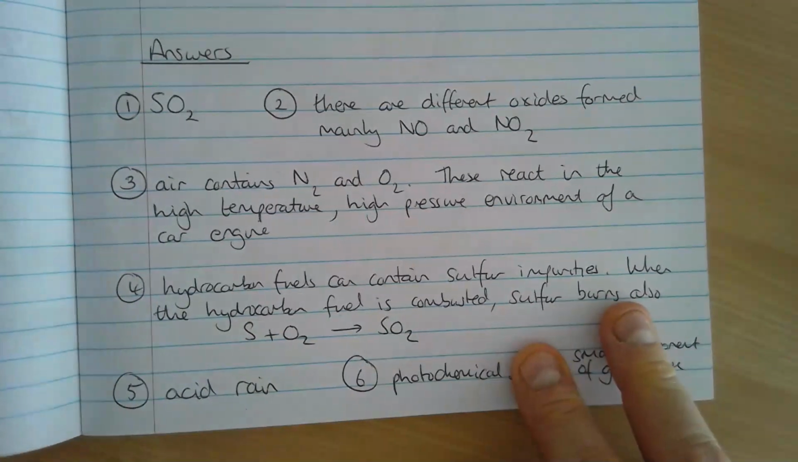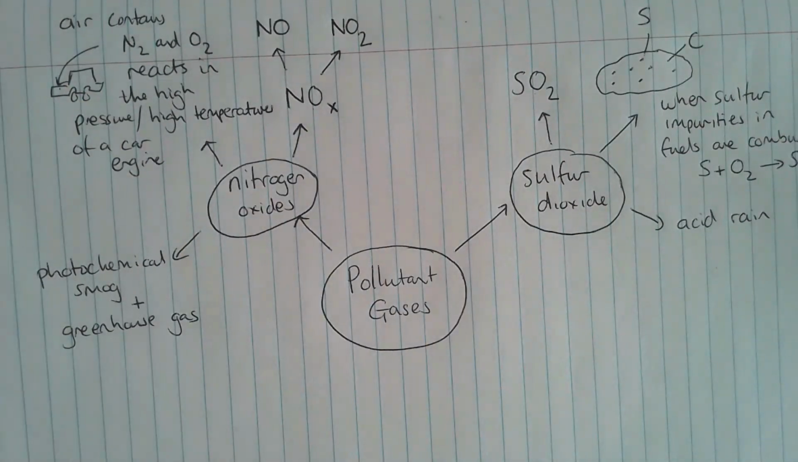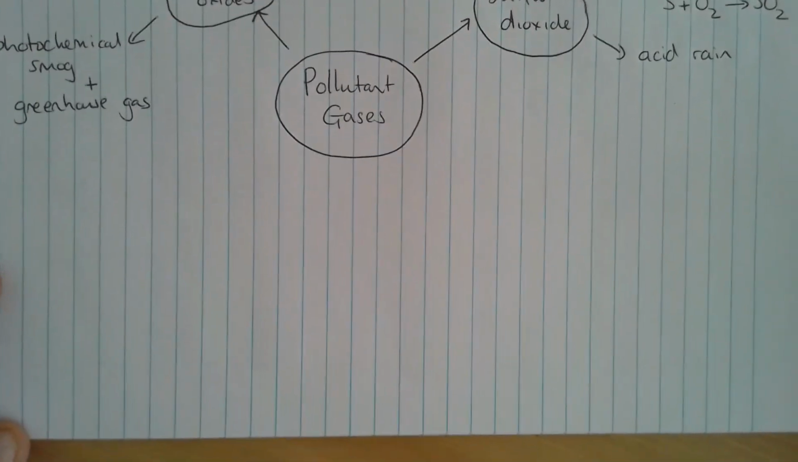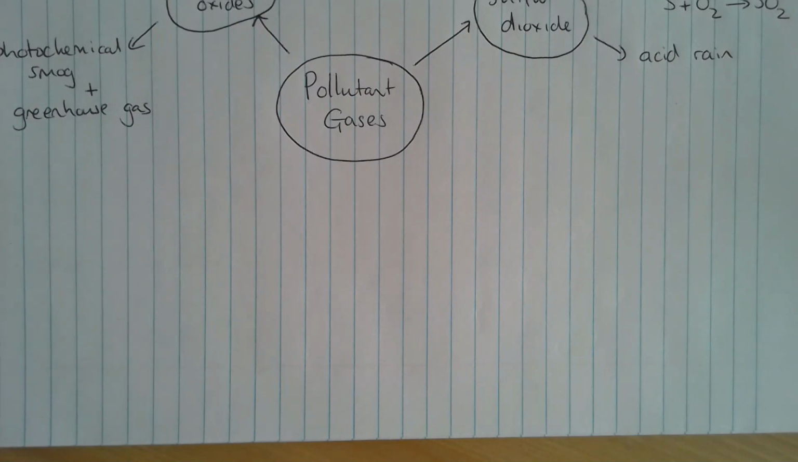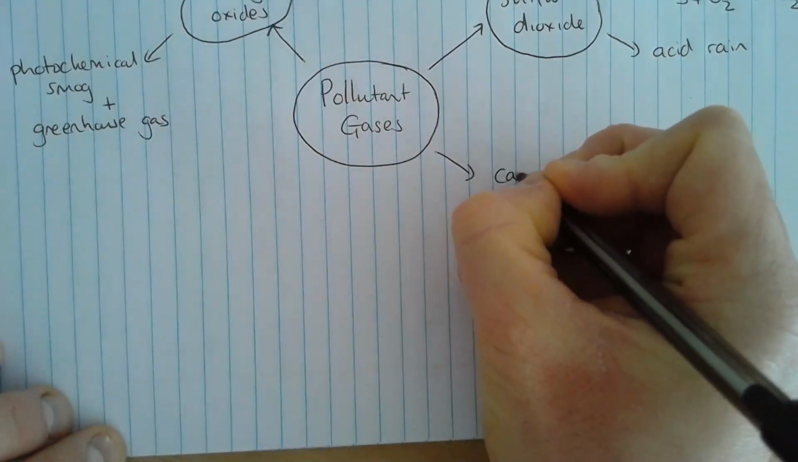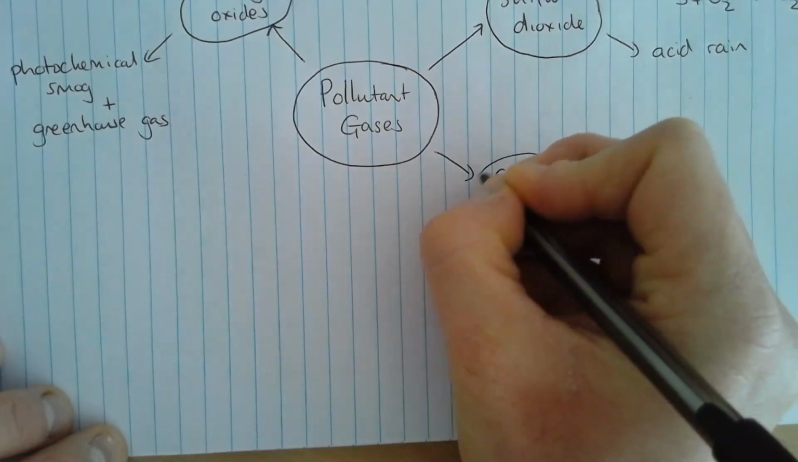Right, let's go back to our mind map. We've looked at sulfur dioxide, we've looked at nitrogen oxides. We're now going to look at 3 pollutant gases that are all based on carbon. All hydrocarbon fuels contain hydrocarbon, and when the carbon in them reacts with oxygen, then we're going to get 3 potentially different pollutant gases. The first one of which is carbon dioxide.